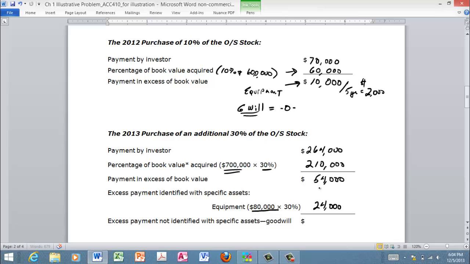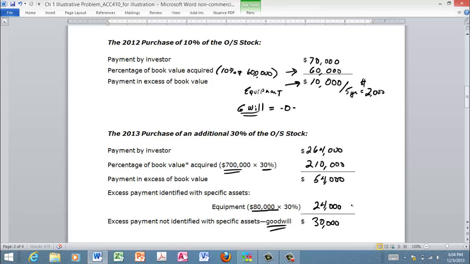undervalue on equipment. So what I'm doing now is I'm going to take of this 54,000, I'm going to assign 24,000 to equipment. Now the excess, because I don't have anything else to assign this excess amount that I paid, is going to have to go to goodwill. Okay? So when I bought that additional stake, I now have goodwill on my books.